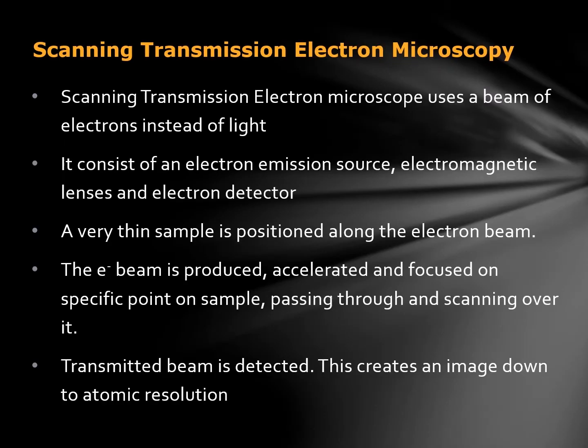So just a brief overview of Scanning Transmission Electron Microscopy and what it is. Scanning Transmission Electron Microscopy uses a beam of electrons instead of light. It consists of an electron emission source, electromagnetic lenses, and an electron detector. A very thin sample is positioned along the electron beam. The electron beam is produced, accelerated, and focused on specific points on samples, passing through and scanning over it. The transmitted beam is then detected, and this creates an image down to the atomic resolution.